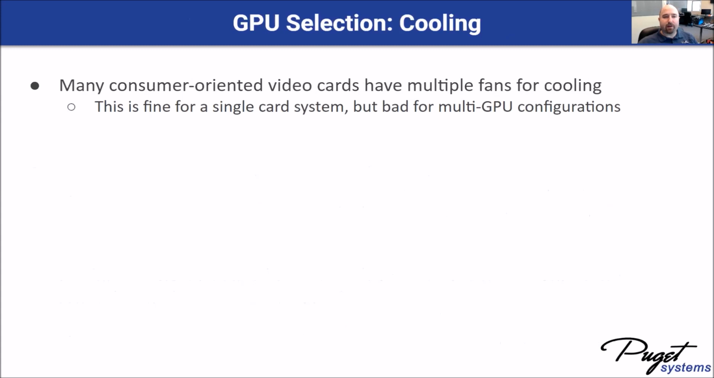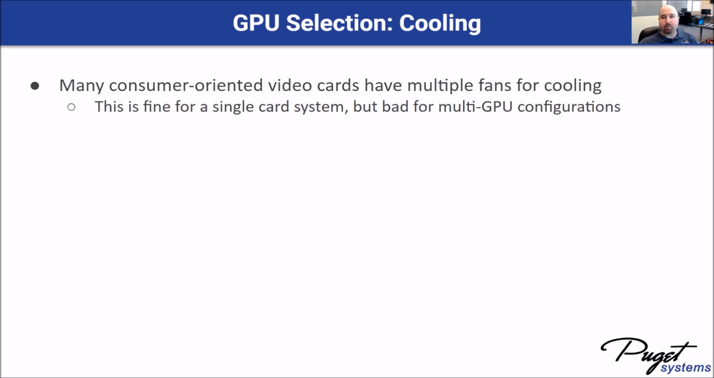And then the final thing here on the GPU selection, and this is actually really important, even though it's not something a lot of people consider, is cooling. A lot of the consumer-oriented video cards, the GeForce and unfortunately even the Titan, have multiple fans for cooling. And that's fine for a single video card in a gamer system or something like that. That's what those are intended for.